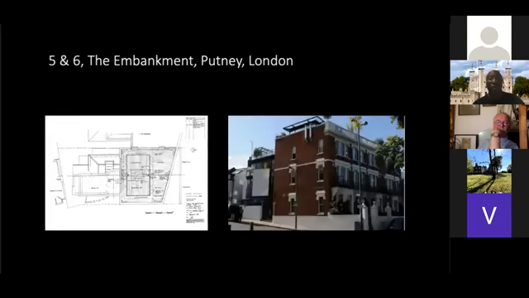So here's an illustration of the rooftop configuration with the studios and how the studios are accessed internally. And there's quite a terrace there for both properties, which achieves one of the key objectives with views and vistas on this unique location at Putney on the riverside.